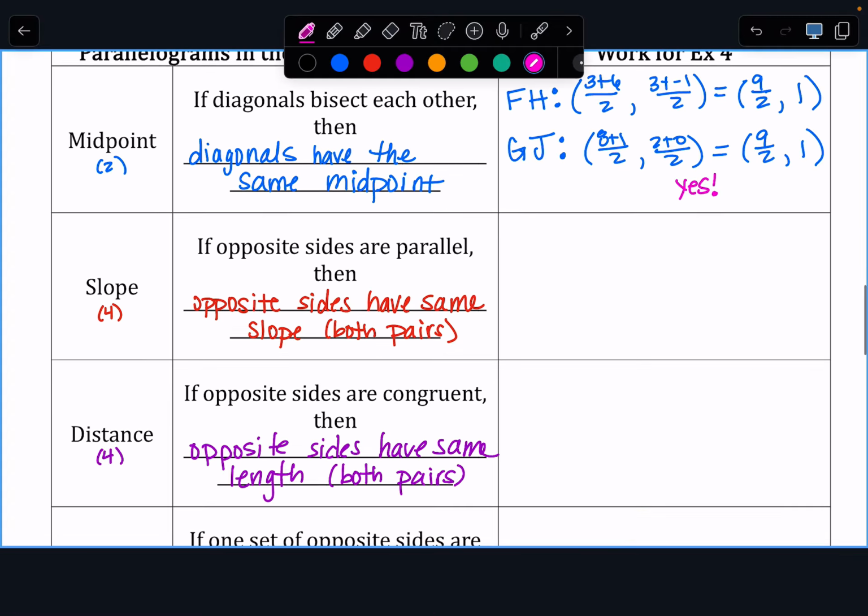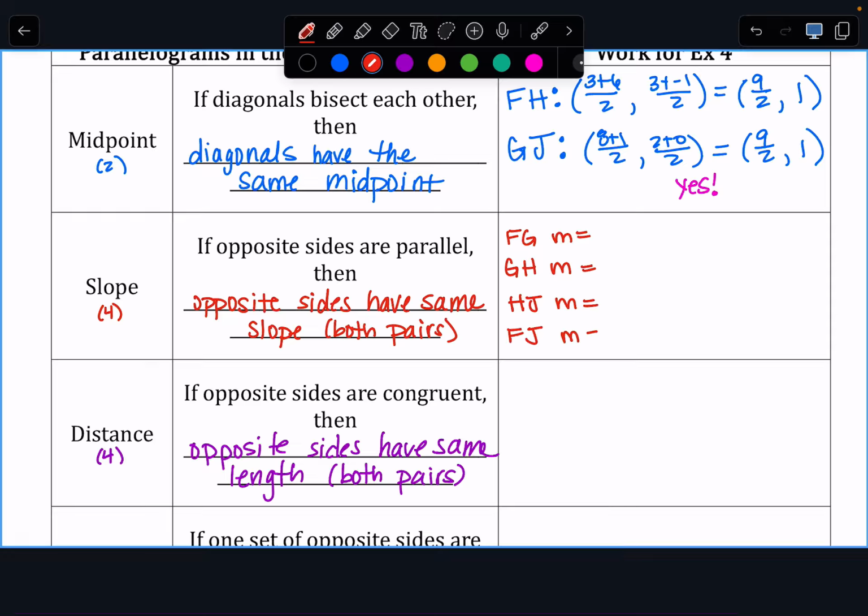Okay? All right, so now we're talking about slope. We need to check, if we're going to use the slope method, we need all 4 slopes. So we need the slope of FG. We need the slope of GH. We need the slope of HJ. And we need the slope of JF, FJ, however you want to say it.